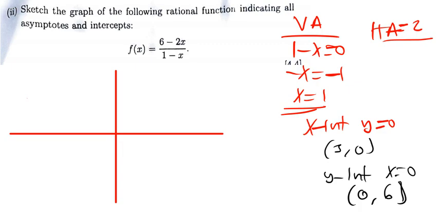Yes. Okay. So the vertical asymptote is at what? 1. That's what we said. I'll put 1 here. Then I have to put a dotted line like that. The horizontal asymptote is at 2. I'll put 2 here. I'll put also a dotted line like that.